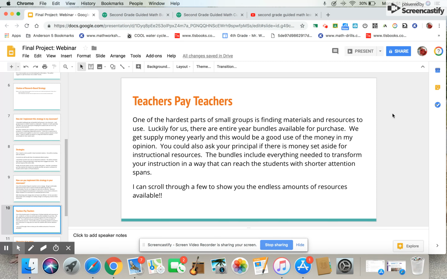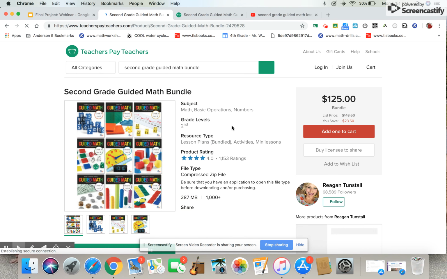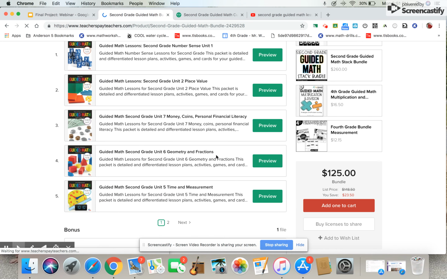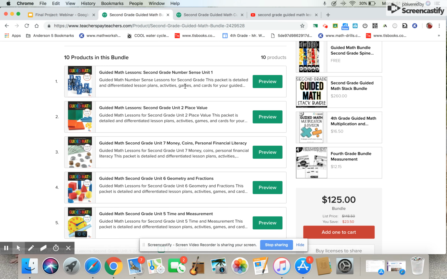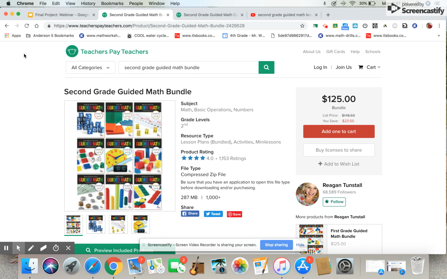So I'm going to scroll through a few of the bundles just to show you. Like there's a second grade guided math bundle here. It's broken into the units. So you have number sense, place value, money, geometry and fractions, time and measurement.